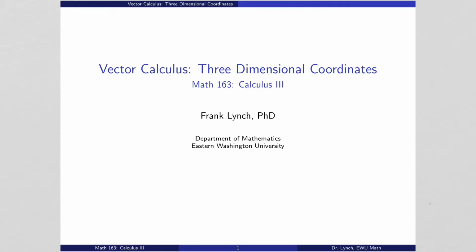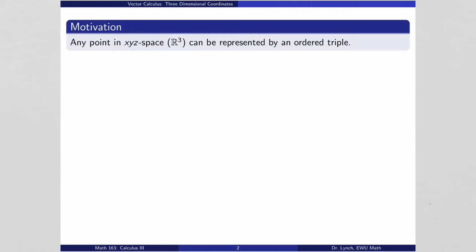A video today on vector calculus and three-dimensional coordinates. So in this video, we'll base our comments on the motivation that any point in x, y, z space, otherwise known as R3, can be represented by an ordered triple. So typically when we think about a point in 3 space like A, B, C, we mean that we're going a distance A on the x-axis, a distance B on the y-axis, and then a distance C on the z-axis.